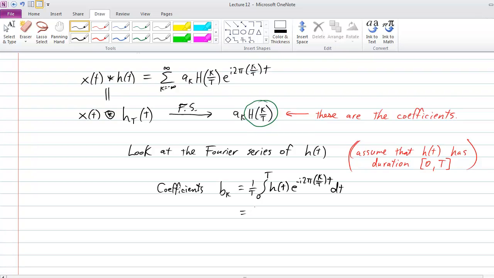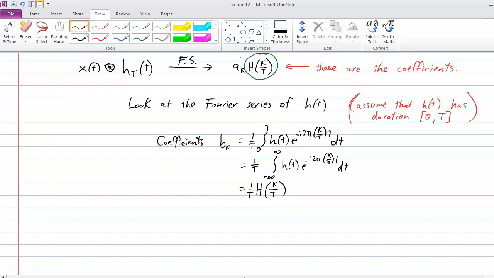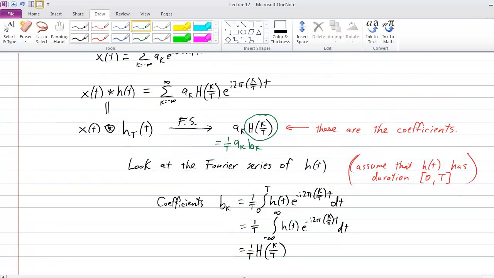because h is finite duration, I can say that equals 1 over T, the integral from negative infinity to infinity of h of t e to the minus i 2 pi k over T t dt, and that equals then 1 over T, H of k over T. So what that means is that this whole thing simply equals 1 over T, a_k b_k, where a_k is the Fourier series of x of t, or equivalently, it's the Fourier series of one period of x of t, and b_k is the Fourier series of h of t.